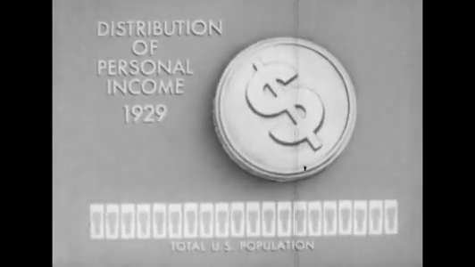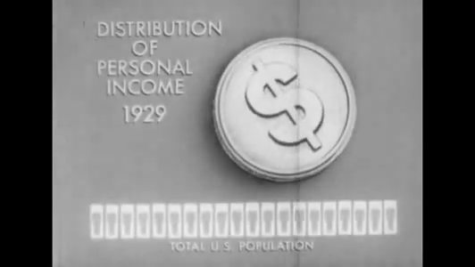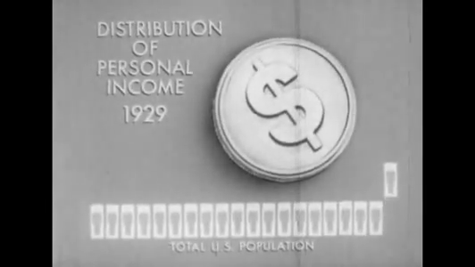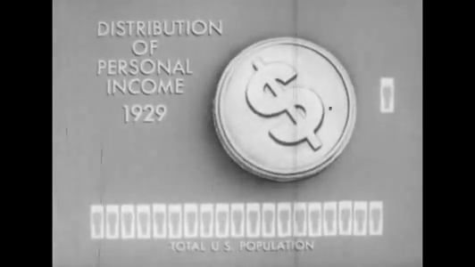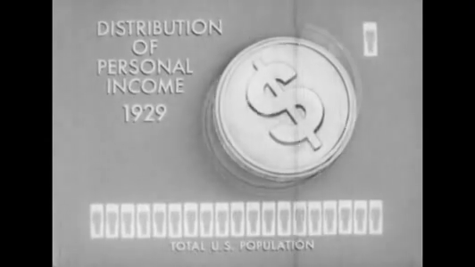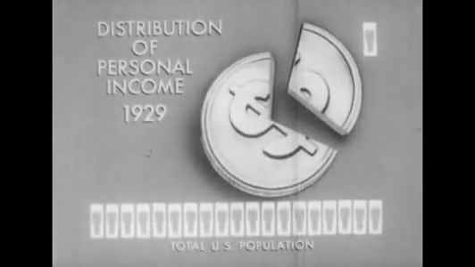Another soft spot in the economic picture was that a rising share of the national income was going to the small upper income group. Only 5% of the population received 1/3 of the total personal income.